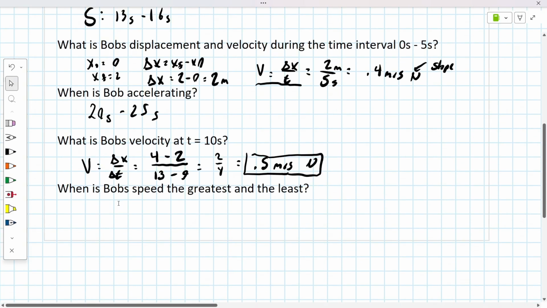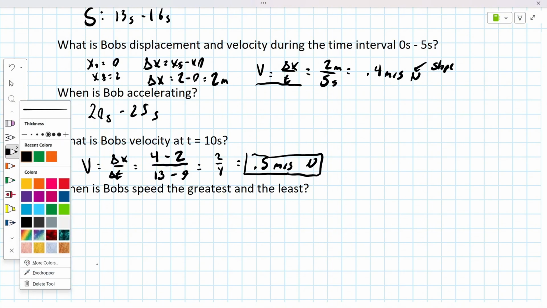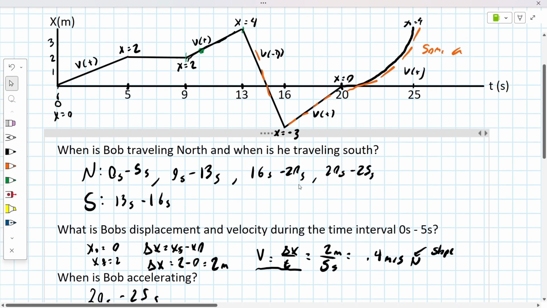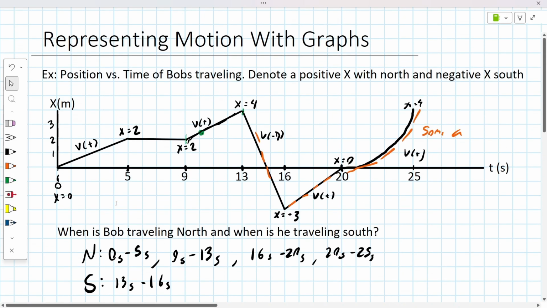Alright, and finally, when is Bob's speed the greatest and when is it the least? Alright, so this kind of has a lot to it. How are we going to determine when the speed is the greatest and when the speed is the least? Well, if we scroll up here, we know that we can find the speed of each of these segments pretty easily. We already determined that it's the velocity, right? And since speed is just the magnitude of the velocity, we don't care what the direction is, we just care about the value. So we can just go through each one of these and find where the speed is the greatest and where the speed is the least.